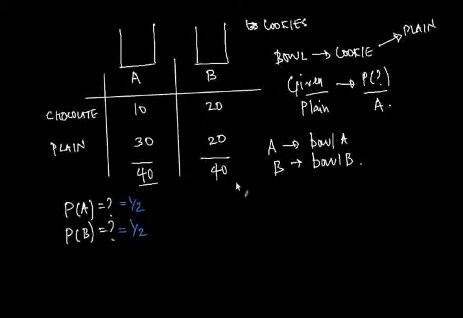So P(A) is equal to P(B). I'll just write this on the side. The probability of A is equal to the probability of B is equal to half. So let's just put this on the side. This might come in handy later.